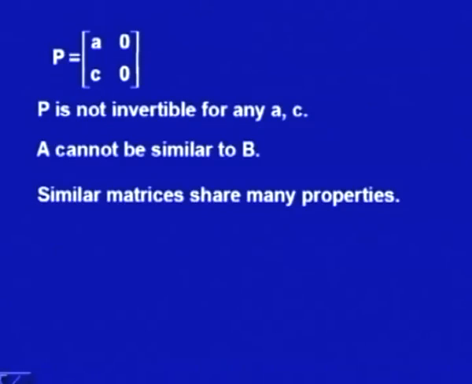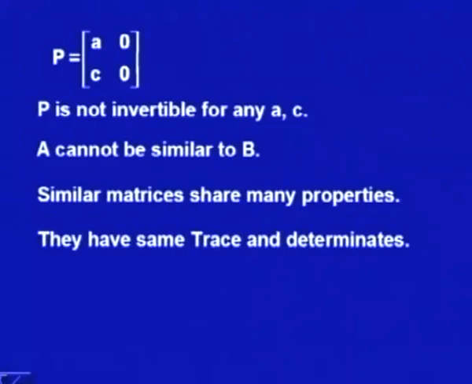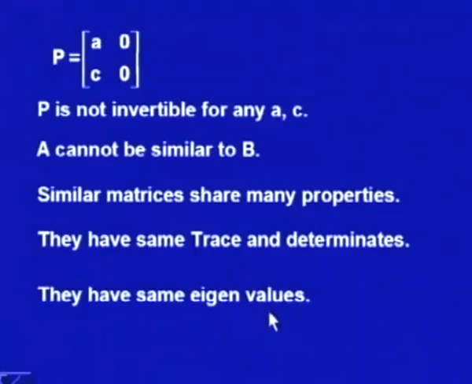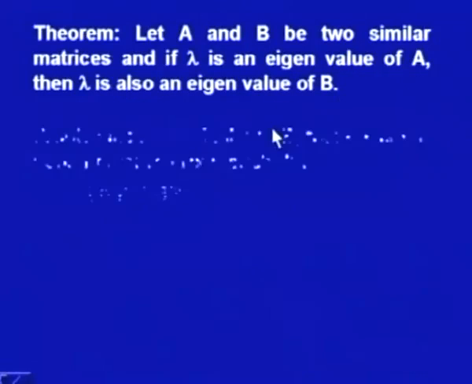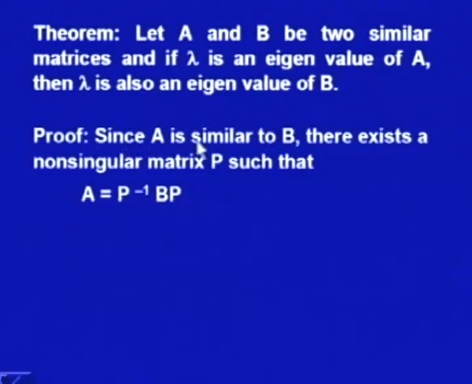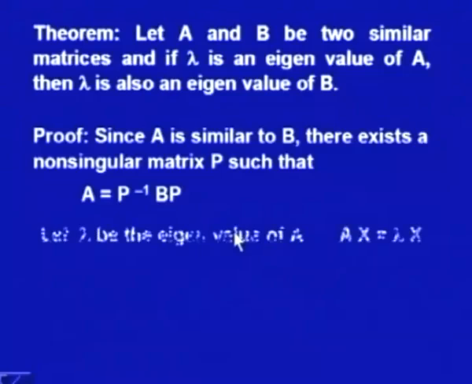Now, similar matrices share many other properties. We have seen that they have same trace and determinants. Now, I will show that they have same eigenvalues. So, let us have this theorem. Let A and B be two similar matrices, and if lambda is an eigenvalue of A, then lambda is also an eigenvalue of B. So, to prove this result, it has been given to us that A and B are similar. So, we can say that there exists non-singular matrix P, so that A is equal to P inverse BP by the definition of similar matrices.